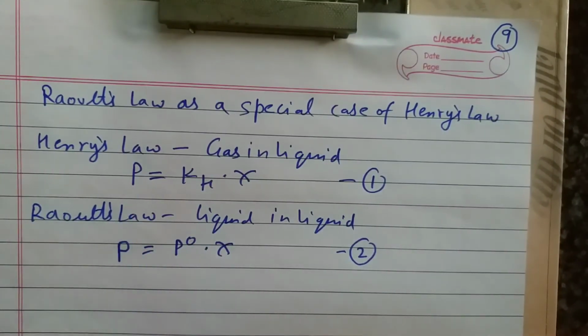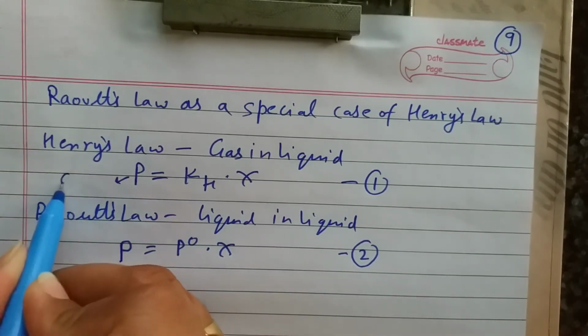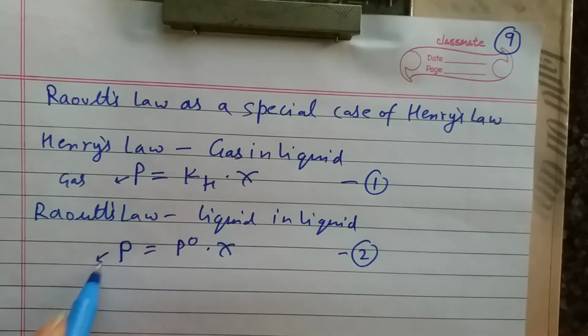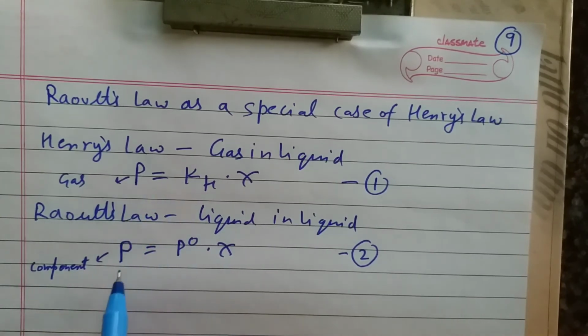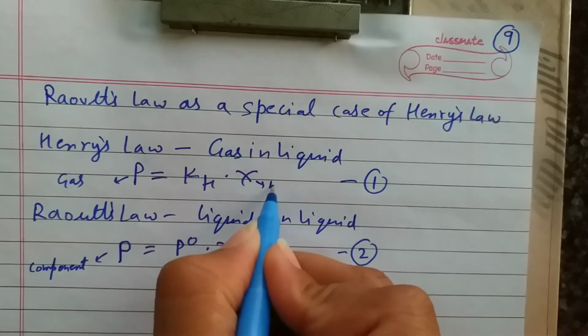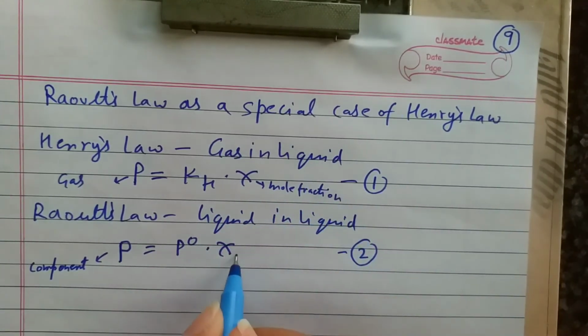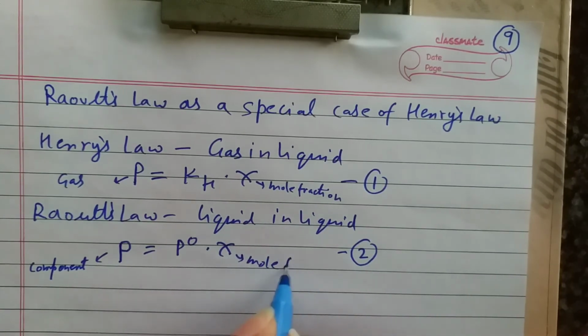As per both the laws, the partial pressure of the gas, this was the partial pressure of the gas, and this is representing the partial pressure of any one of the components. So the partial pressure of the gas or the partial pressure of the component are proportional to their mole fractions. Chi here is the mole fraction of the gas, and chi here is the mole fraction of the component in the solution, and KH and P naught are constants.